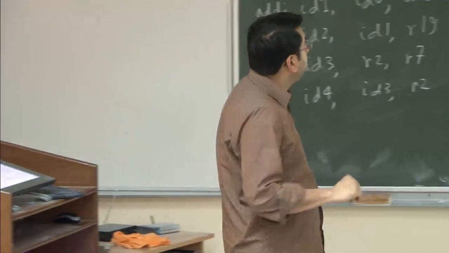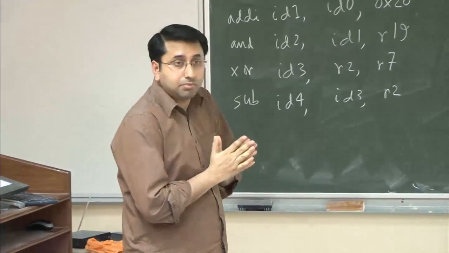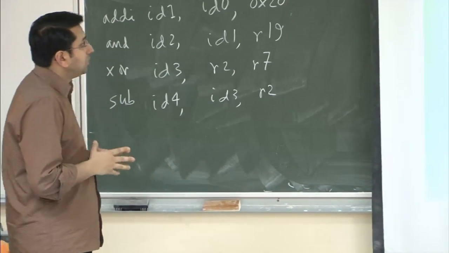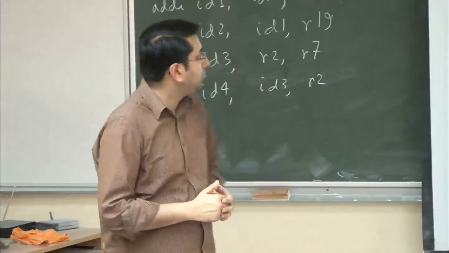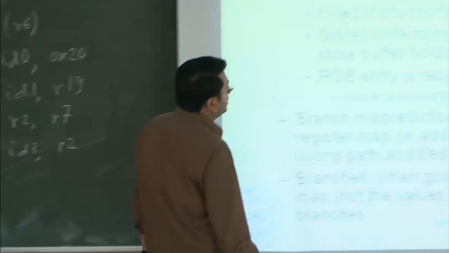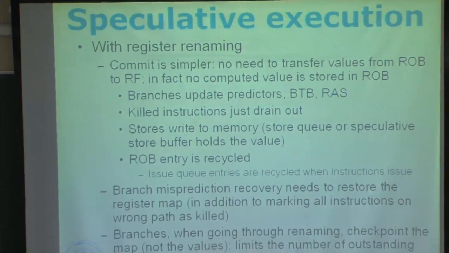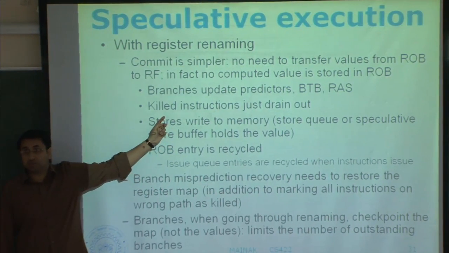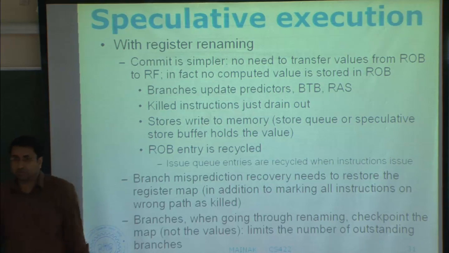So with register renaming, what does speculative execution now look like? Commit is much simpler, because there is no need to transfer values from the ROB to the register file. In fact, no computed value is stored in the ROB. Now the ROB only stores a few state bits about the instruction and just maintains the order. It's still a FIFO queue. Branches update predictors, branch target buffers, and return address stacks when they commit. Killed instructions just drain out. These are the instructions on the wrong path, later discovered because of a misprediction. They just get marked as killed, and the ROB will remove them from the processor.